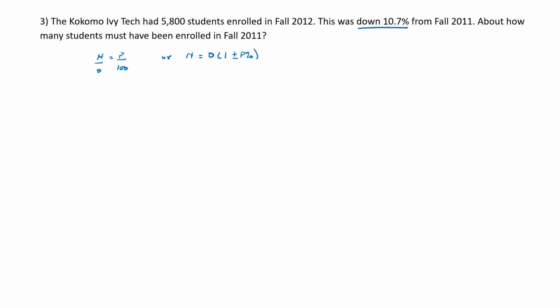Since we have a percent decrease, this becomes 1 minus 0.108, and then we can solve for x by dividing both sides by 1 minus 0.108. This cancels out, and so what we are left with is x becomes that.